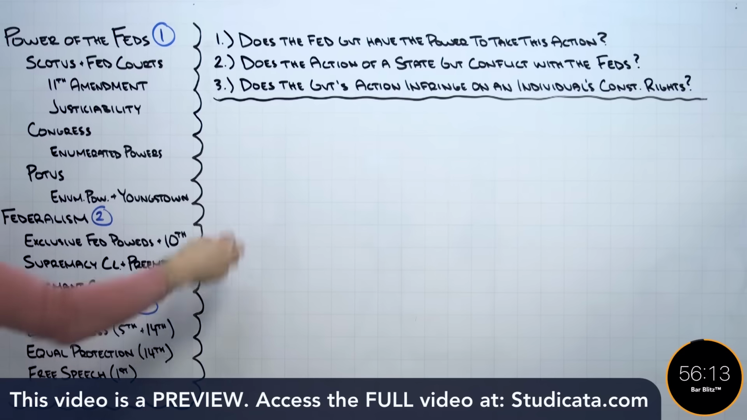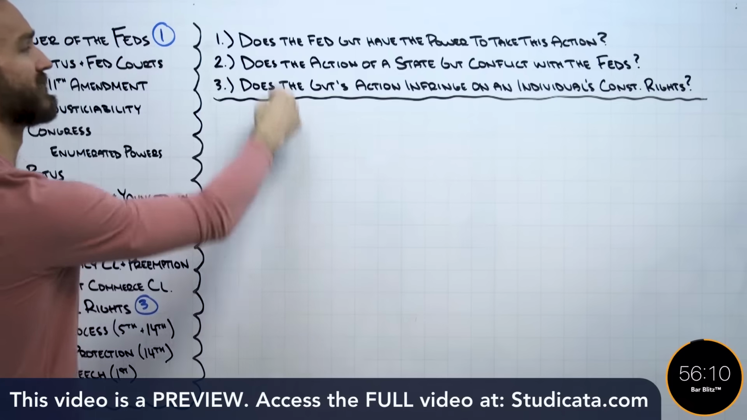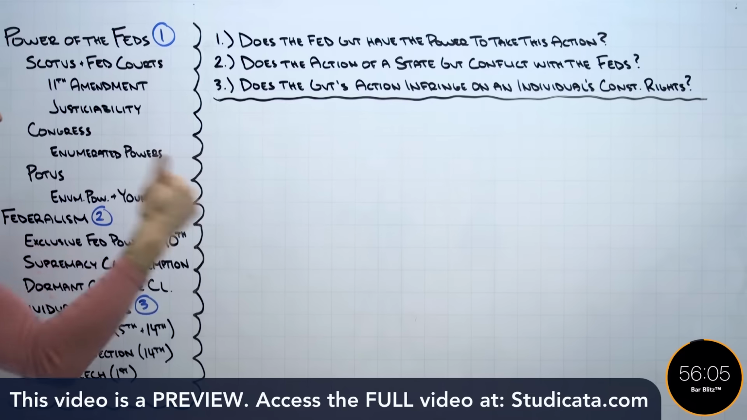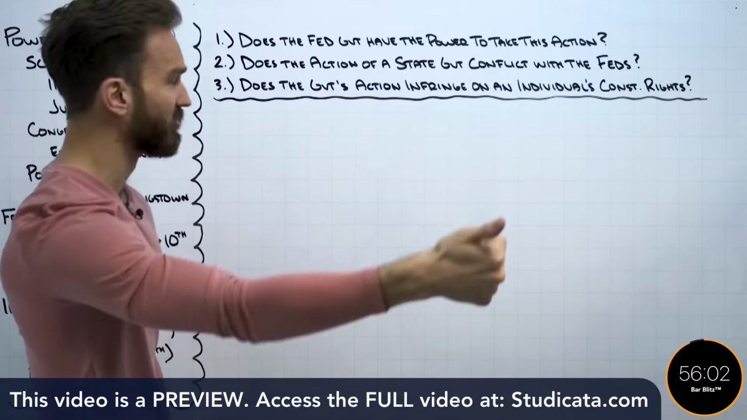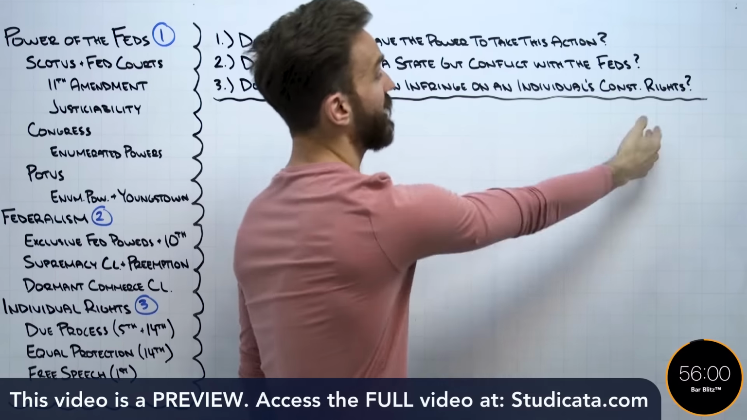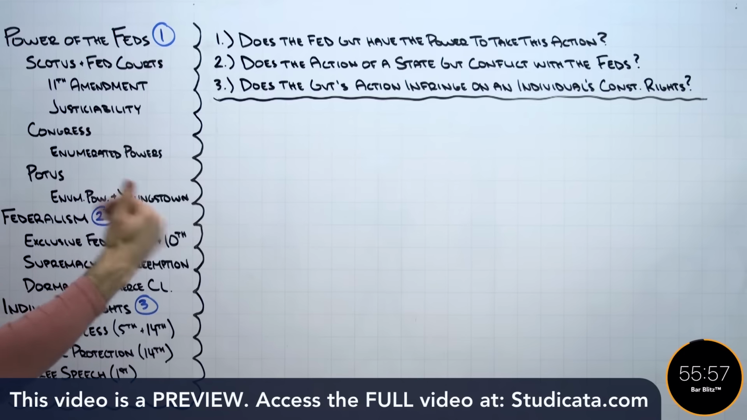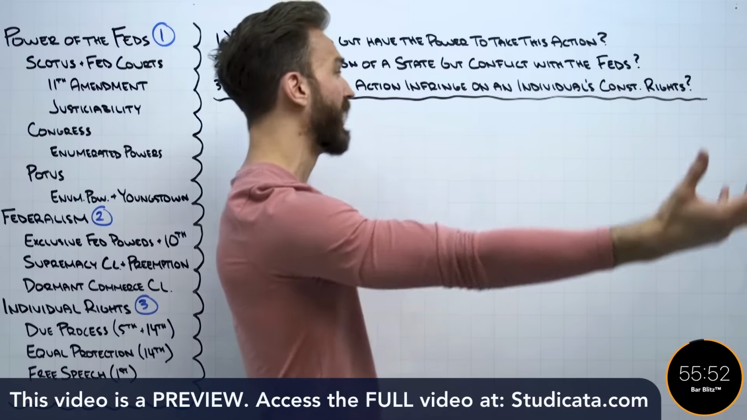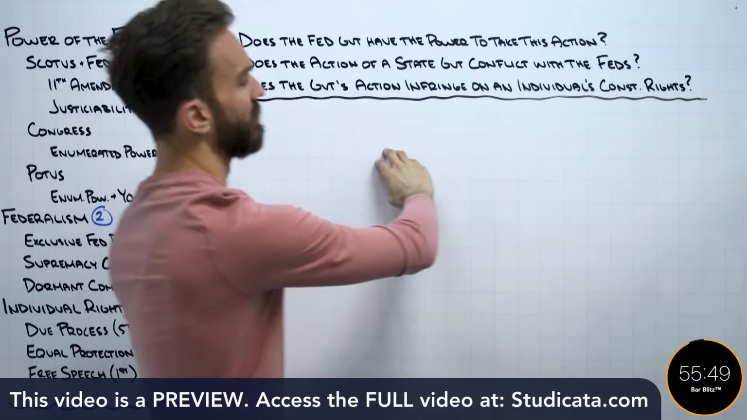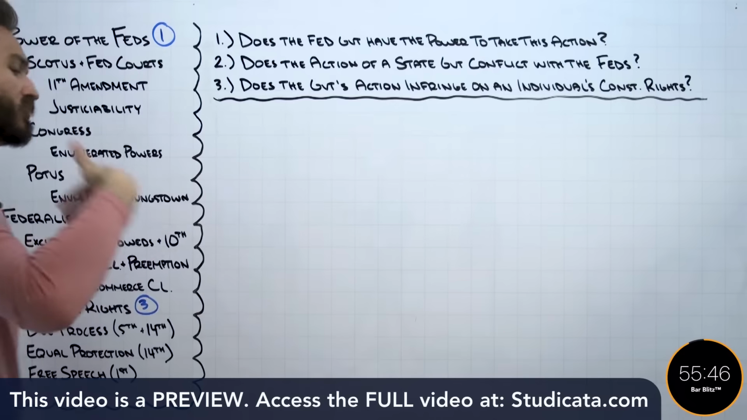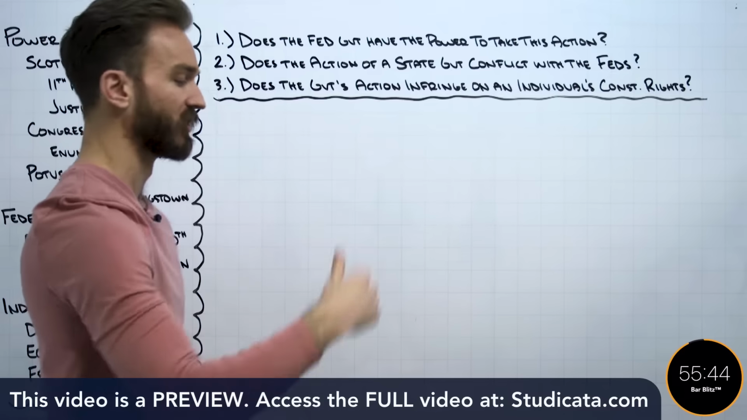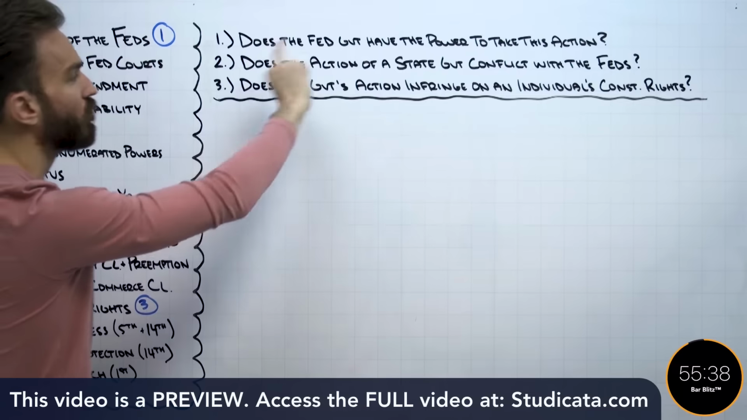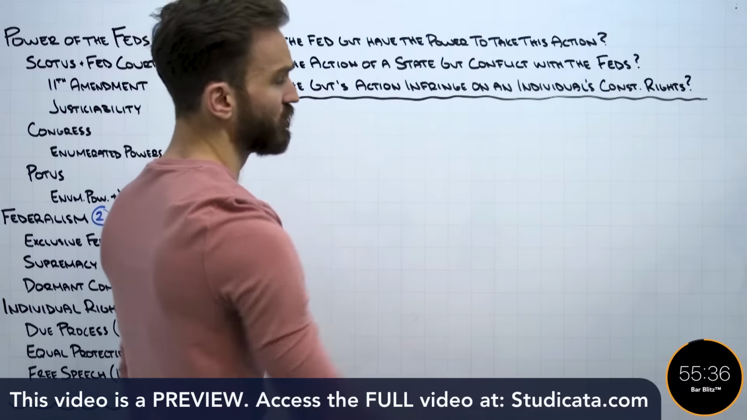So if we have a regulation, step one, imagine we have Congress passing a law. We'll have to ask, number one, does Congress have the power to pass this law? Number two, does this law infringe on any individual's constitutional rights? If we see a state passing a law, we'll have to ask, does this state action conflict with the feds? And also, does this state action infringe on an individual's constitutional rights? So anytime you see a law being passed, whether it's a local law, a state law, or federal law, you immediately know that two buckets will be triggered, two major issues.